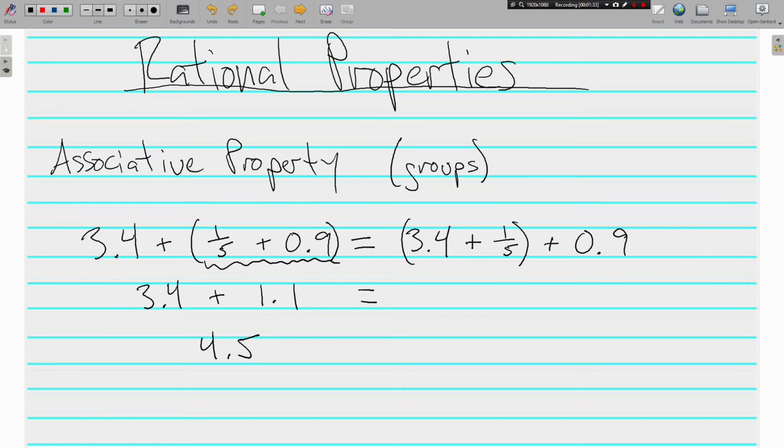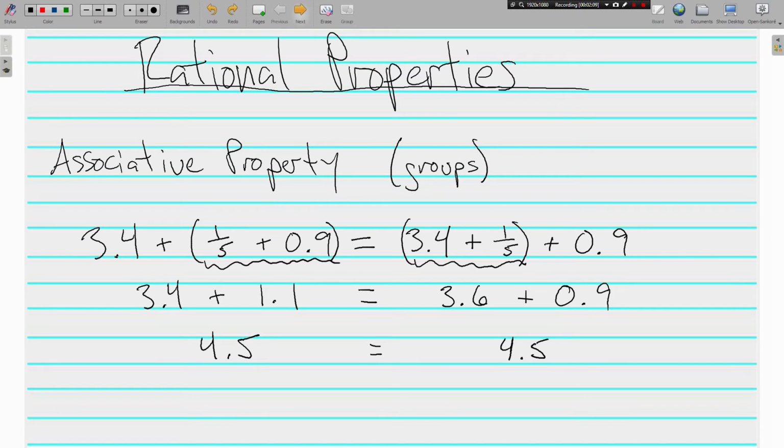Alright, on the right side, the grouping's different. We do 3.4 plus 1/5 first because it's in parentheses. Throw it in your calculator and you get 3.6. Then 3.6 plus 0.9. Either way, we get 4.5, 4 5/10. Changing the grouping will not change the sum, that's an addition problem, and it won't change the product, that's a multiplication problem.